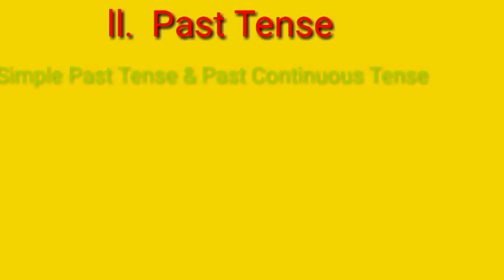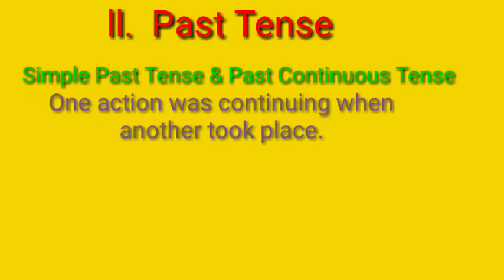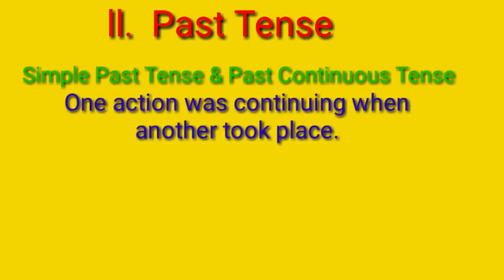Simple past and past continuous are used together to denote an action that took place in the past while another action was in progress. We can use both the tenses together, simple past and past continuous. When can we use them? When an action took place in the past while another action was in progress. Progress means continuing. Let us take an example, then you will understand it clearly.